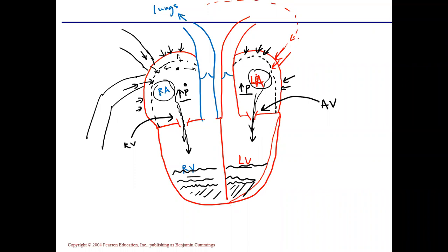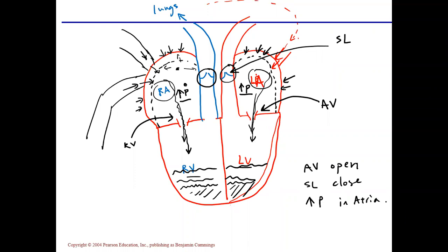At this particular point, these are the SL valves. There are two of them, one here and one there. The SL valves are closed. So during this event, we could summarize it as: AV valves are open, SL valves are closed, pressure in the atrium increases, and the volume is decreasing in the atrium.